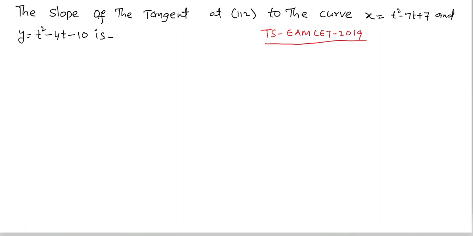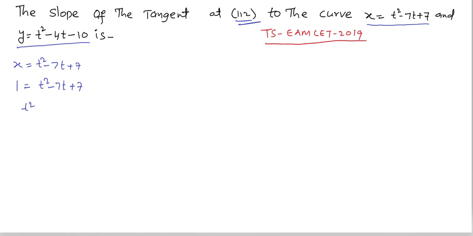The slope of the tangent at (1, 2) to the curve x is equal to t square minus 7t plus 7 and y is equal to t square minus 4t minus 10 is. This is a TS EAMCET 2019 question. Here it is given x is equal to t square minus 7t plus 7. First we find the value of t, that is x is given 1. 1 is equal to t square minus 7t plus 7.